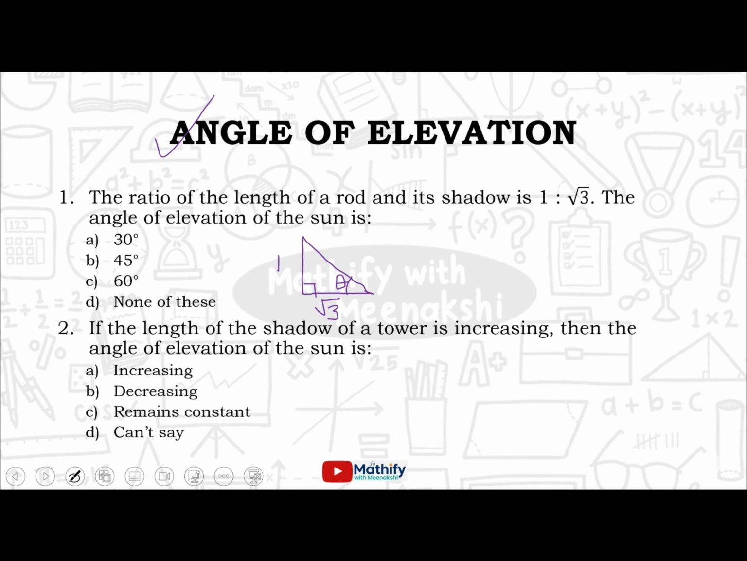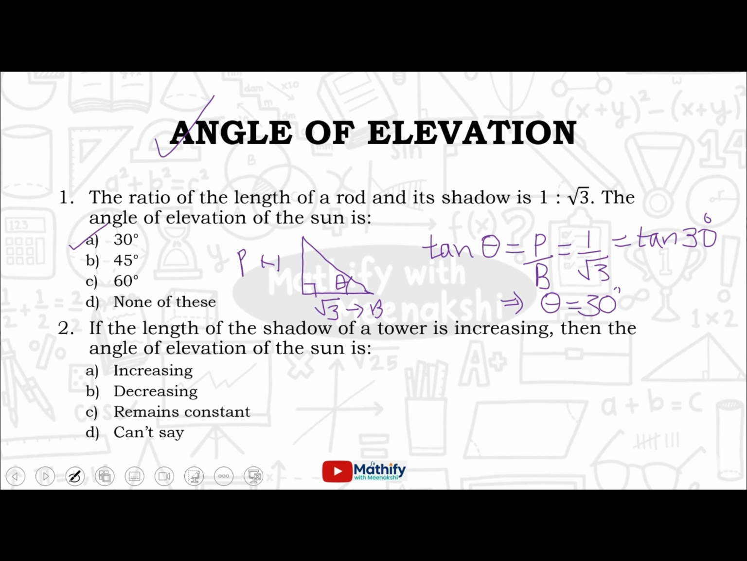Here, this root 3 is your base and this is your perpendicular. Now, which trigonometric ratio uses perpendicular and base? Either tan or cot. I'm using tan. So, you know tan theta is perpendicular by base. Now, here perpendicular is 1 and base is root 3. Now, what is 1 by root 3? It's tan 30 degrees. That means your tan theta is tan 30. This implies your theta is 30 degrees. Yes, so option A is correct.